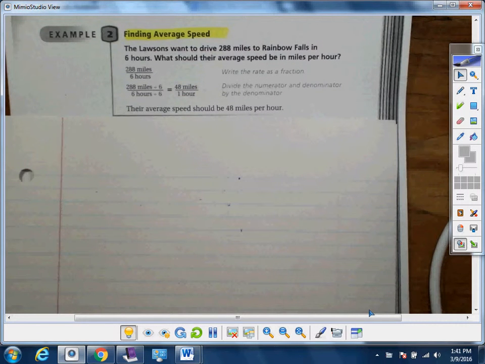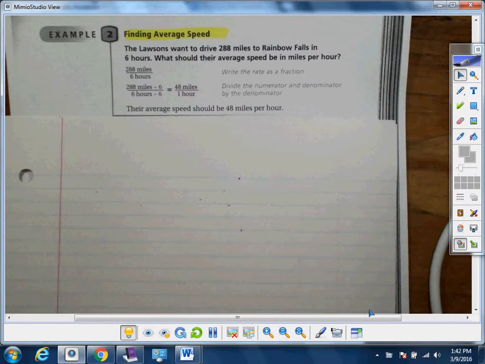Okay, the second thing we're going to do is finding average speed. Finding average speed is pretty much the same thing as what we're just doing, but it deals with miles and hours. So it's really not that difficult because they're going to give you a total miles you went or need to go, and then you can figure out from there how fast your average speed needs to be.